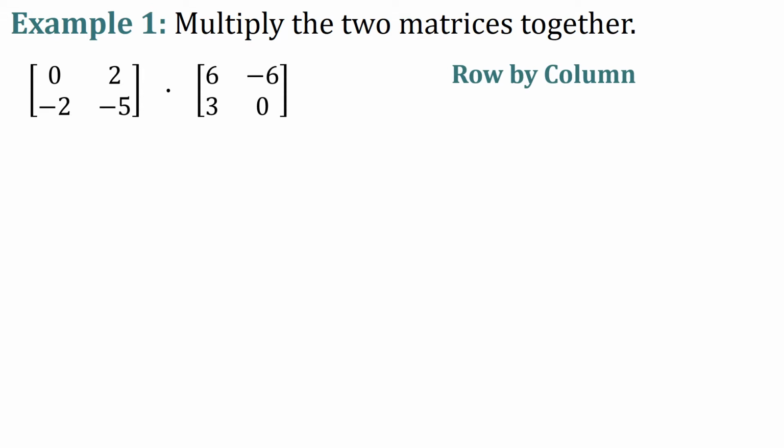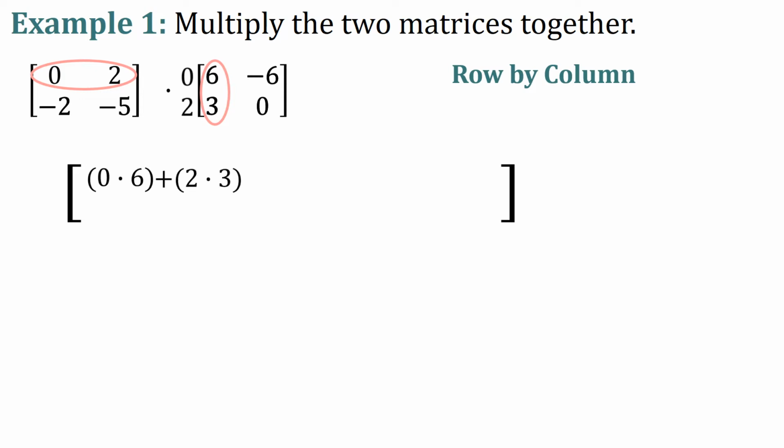So, our first row in matrix 1 is 0, 2. Our first column in matrix 2 is 6, 3. To multiply these, we're going to take our row and stand it up next to our first column. 0 times 6 plus 2 times 3. All of that together is going to become the entry for the first position of our matrix.